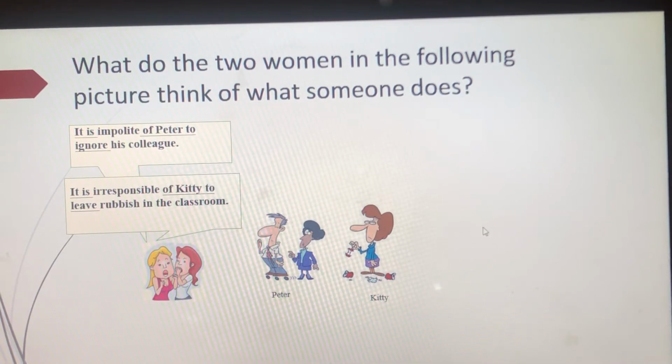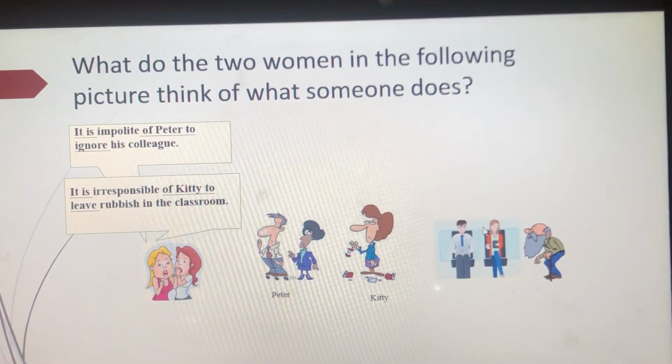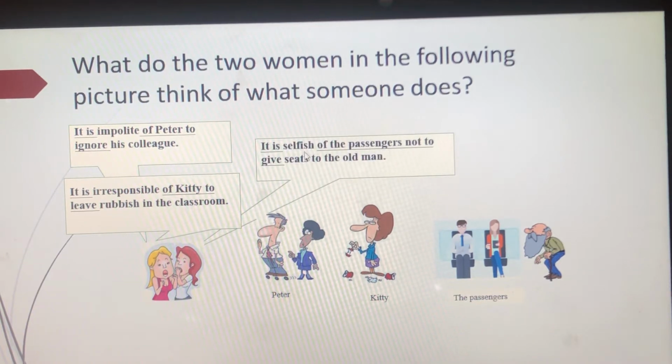Okay, and then the next group of people you see here, the passengers. Most likely they are passengers on the MTR. Now you see, they are sitting there ignoring the old man. What do these two women think of them? It is selfish, 自私嘅, of the passengers, 呢啲乘客啦. Now we use not to. Why? Why should we use the negative to infinitive? Because giving seats to the old man. Okay?